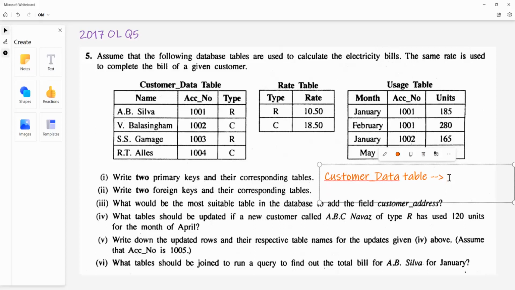Yes. Can we take name? Usually we can't, right? You might have the same name. Type, again, is repeated. You can't use type here. So the only possibility here is account number. So we can say ACC underscore NO. This is how they have written, so you better follow the same. Okay, account number.